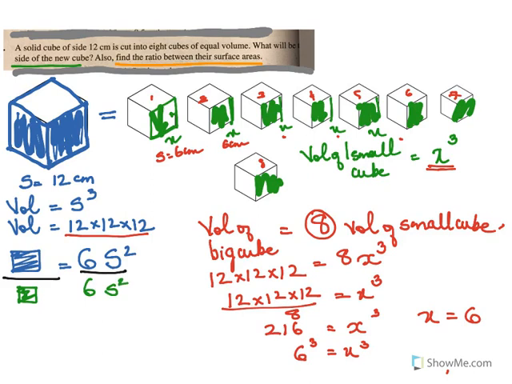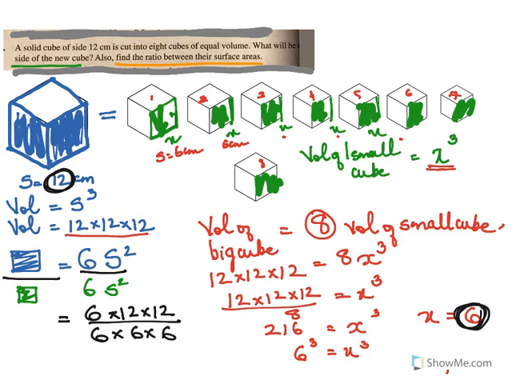So we go further and we say this is 6, your s here is 12, so it is 12 into 12, and in the second case the s is 6, so 6 into 6. This is surface area 1 over surface area 2, the surface area of the blue one over the surface area of each of these green ones. And then when you cancel and reduce it further, the answer comes to 4 over 1.